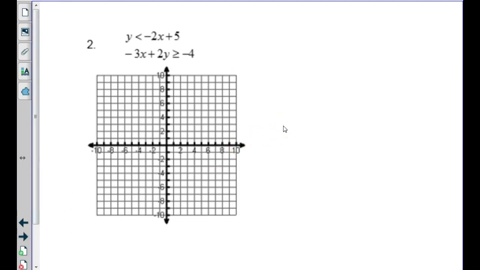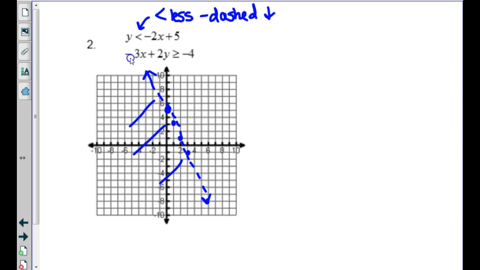All right. Quick review of these. The first one is already set up for us. We start at 5 and go down 2 and over 1. Solid or dotted line? Okay. It is a less than, not equal to. So does it include the points on the line? No. So it should be a dashed or dotted line. And a less than means we're going to shade below it. Ooh, yeah, that's straight.